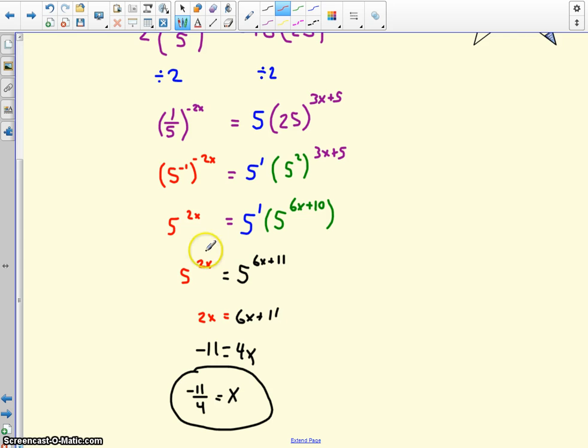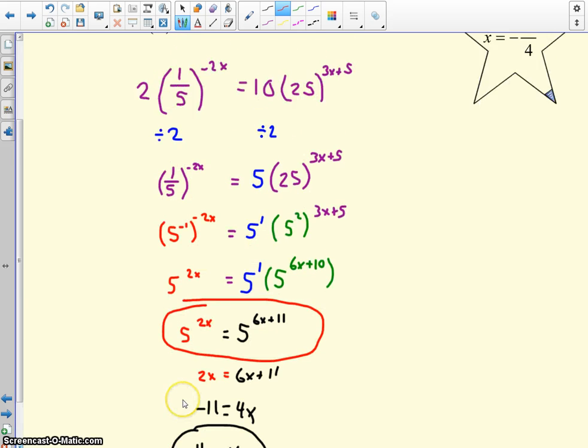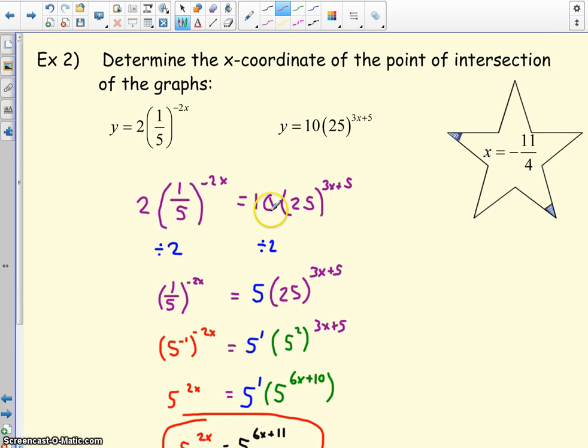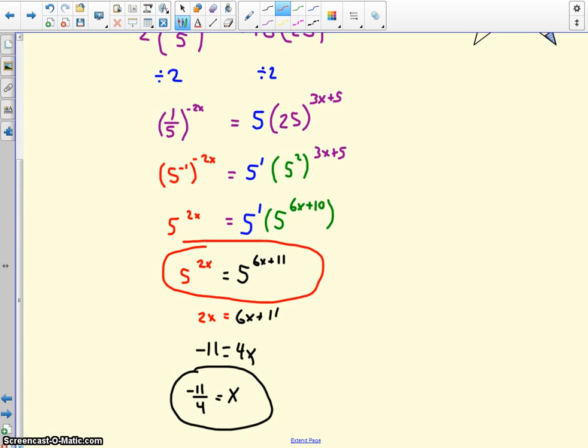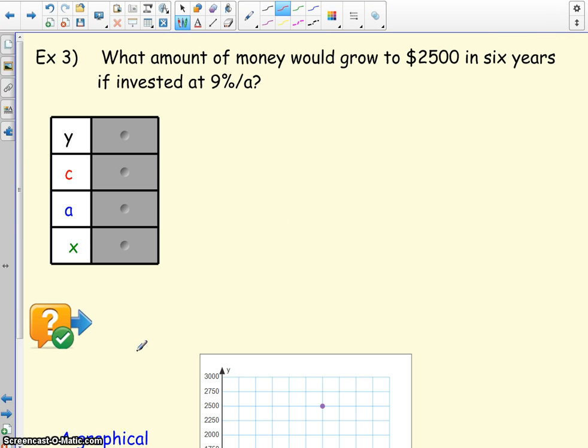And then I have my goal, right? I have a single power on both sides of the equation, so I can equate the exponents. So I end up with 2x being equal to 6x plus 11, which I then solve to get x being negative 11 over 4. Okay, so once you determine that you're trying to find the point of intersection, you can equate the two equations, and then it becomes a situation very, very similar to what we saw back in lesson 26. Okay, so now let's look at a more typical type of application problem.